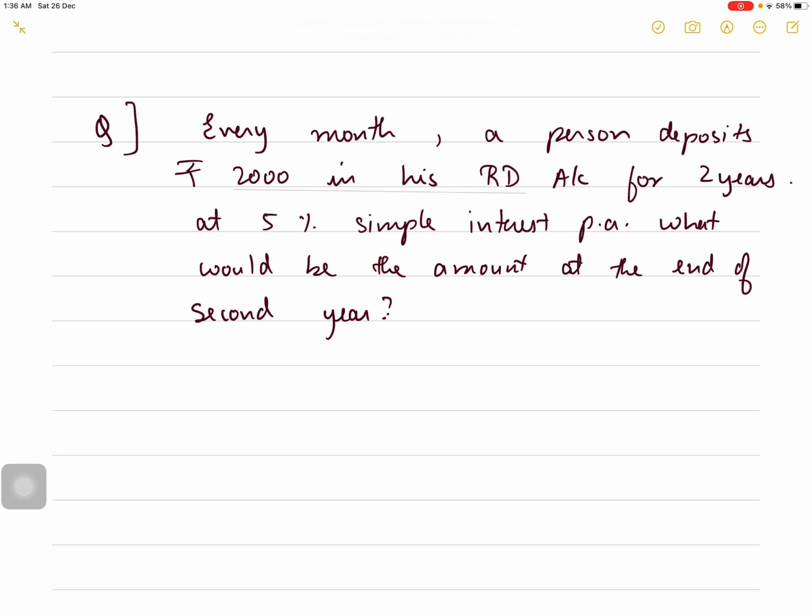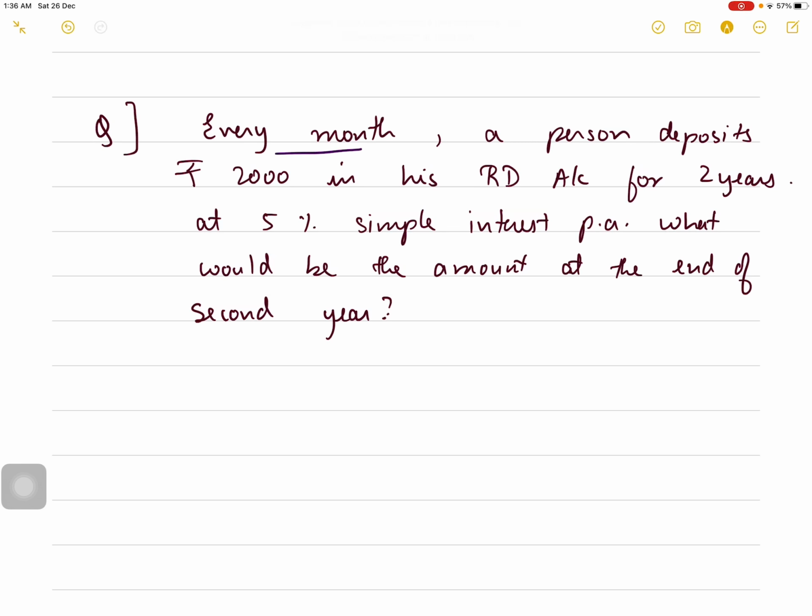So every month a person deposits 2000 in his RD account. RD account is a recurring deposit account, for 2 years at 5% simple interest per annum. What would be the amount at the end of the second year? Okay, so a recurring deposit account is an account in which you deposit monthly. The money is deposited monthly.